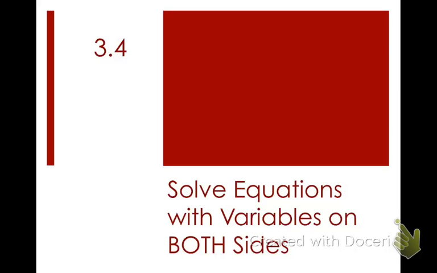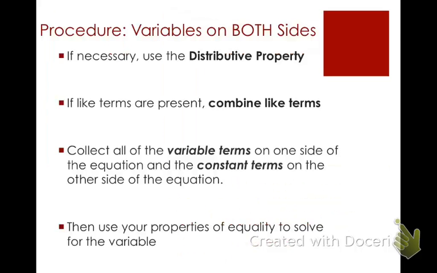This is section 3.4, solve equations with variables on both sides. Our procedure is going to be very similar to what we've been doing. We're just going to add an additional step. So the first thing you have to do, if you see parentheses, you have to distribute. Then, any like terms, you have to combine all your like terms.